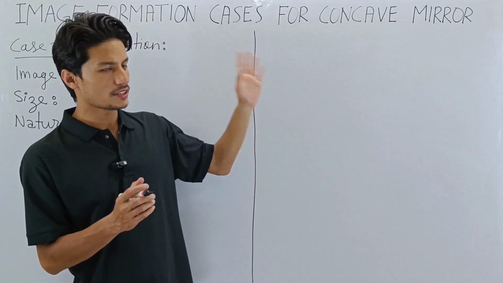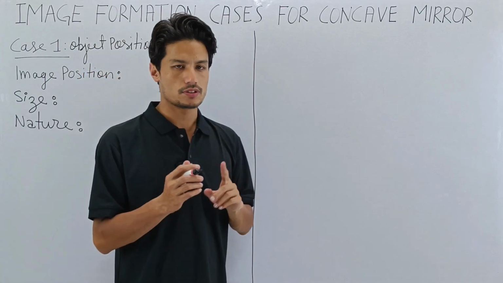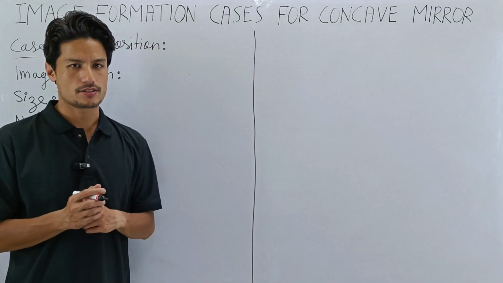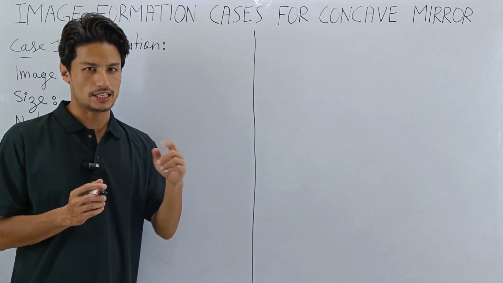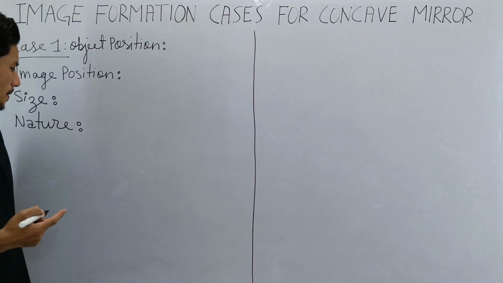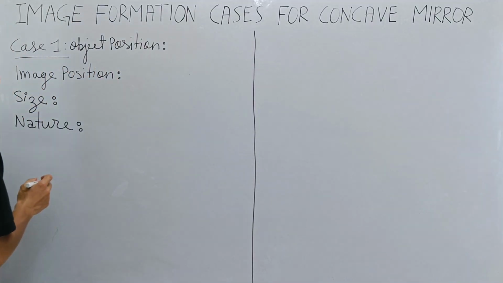So a concave mirror usually forms a real and inverted image. Let's see which case it is where we get a different kind of image, which is virtual. I'll tell you later. So nature, we'll have to discuss that. Now let's draw the ray diagram.